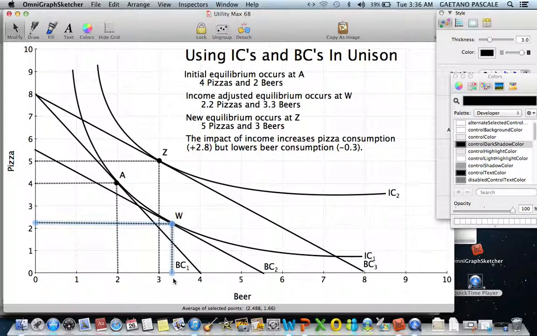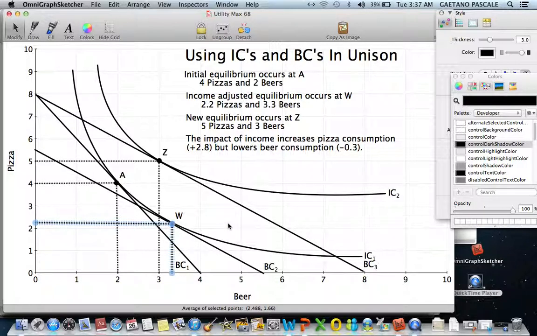But I also get the substitution effect. The fact that I'm spending more on beer means I have less money available for pizza. Therefore, we see pizza consumption fall from 4 to 2.2. So this illustrates the substitution effect. I'm increasing my beer consumption because it's cheaper, but it's impacting pizza consumption because now I'm spending more on beer, I have less available for pizza.